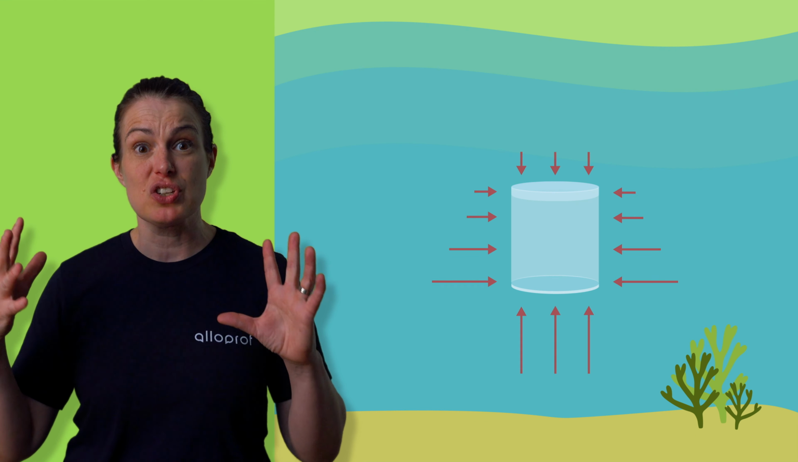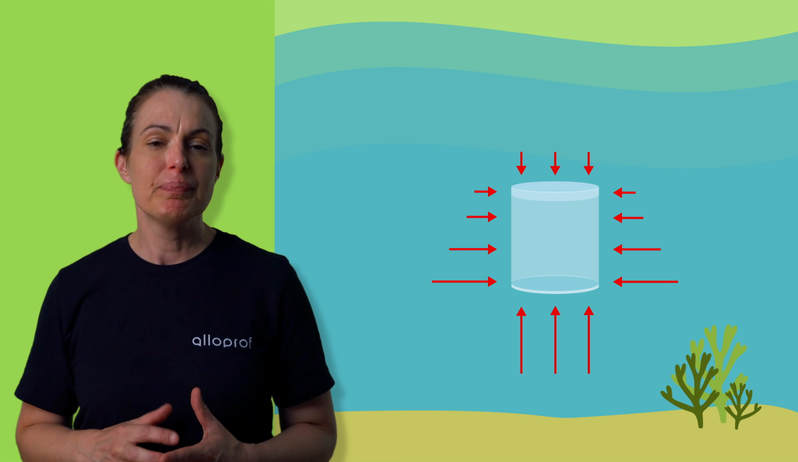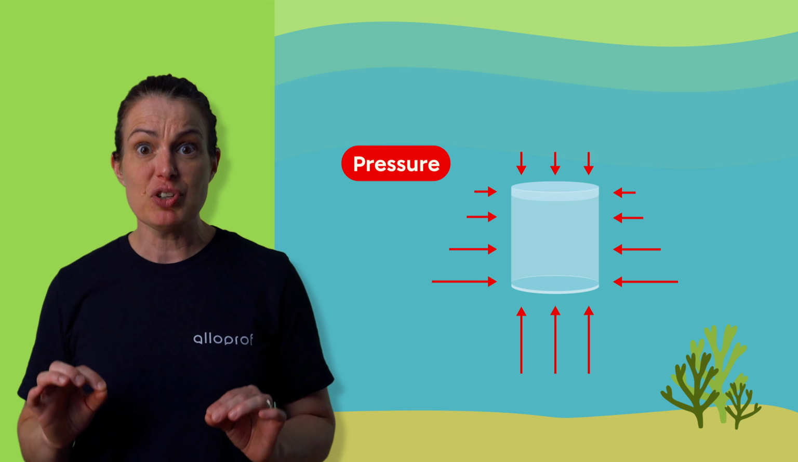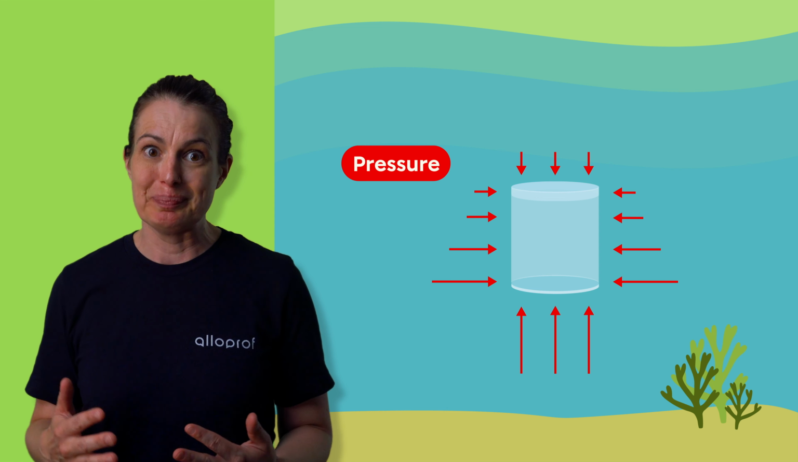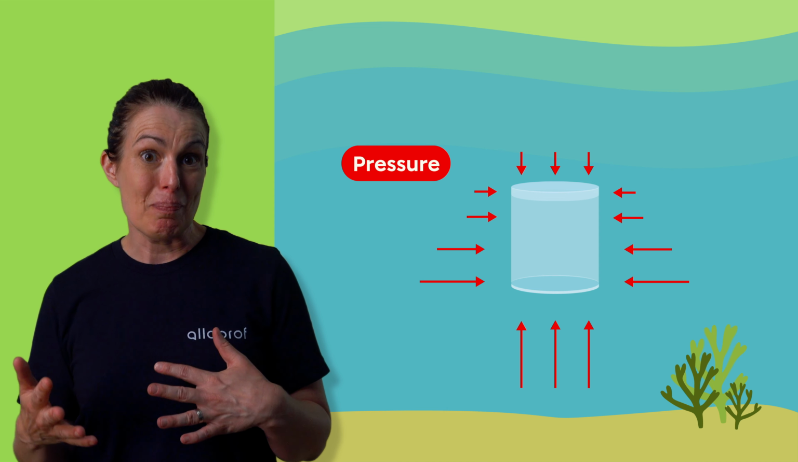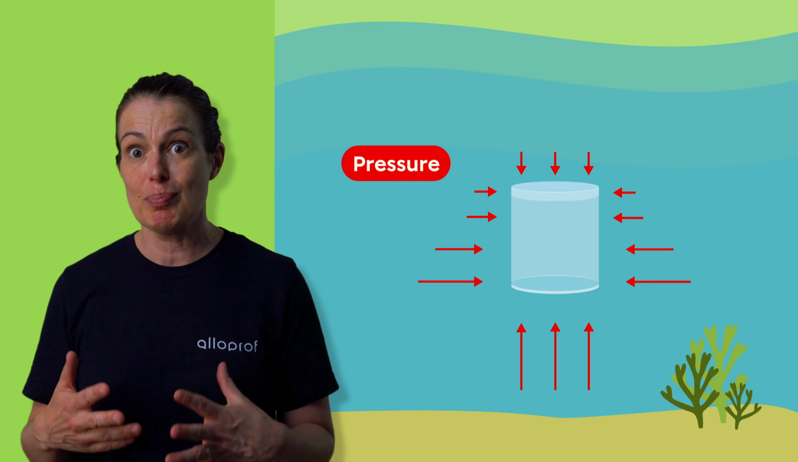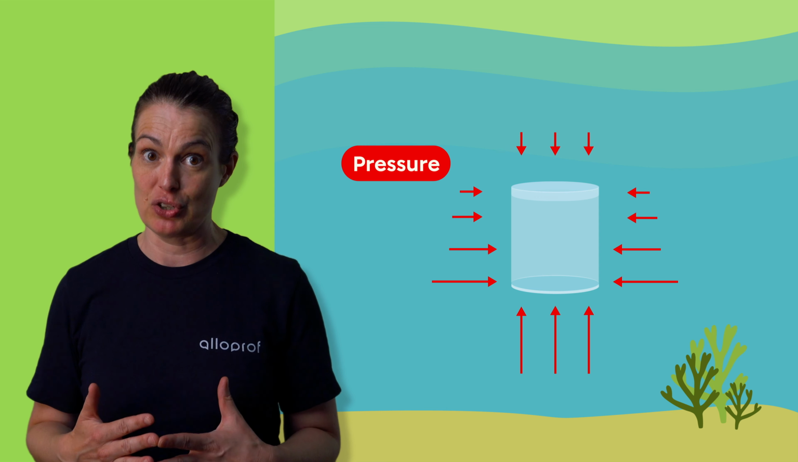When an object is immersed in a fluid, the fluid applies force on every surface of the object. This is fluid pressure, and it varies depending on depth. The deeper the object is in the fluid, the greater the pressure. This explains why the part of the object that is deeply immersed in the fluid experiences more pressure than the part of the object that is less deeply immersed.